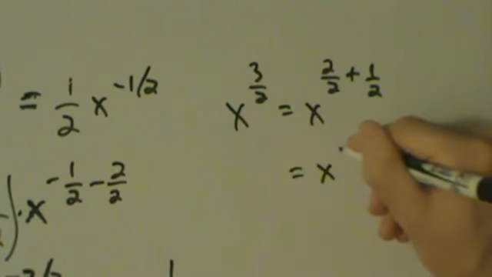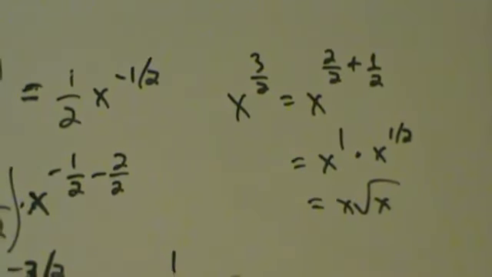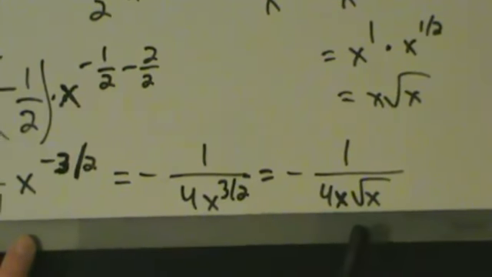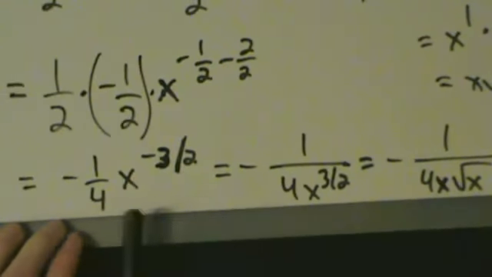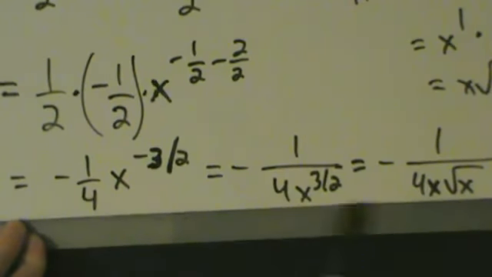So that's the same thing as saying x to the 1, okay, 2/2 is 1, times x to the 1/2, or in other words, x times the square root of x. So x to the 3/2 is the same thing as x square root of x. So you could also write this as negative 1 over 4x root x. And that's definitely much nicer to look at, but depending on whatever you're doing, this would probably be fine. But anyway, here's 3 different ways of expressing the answer here.